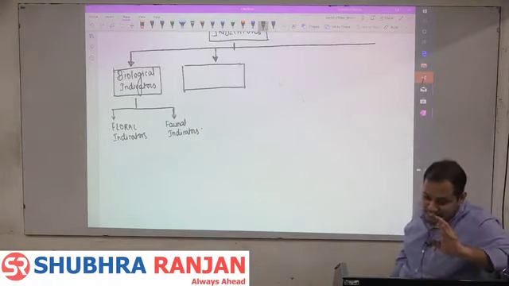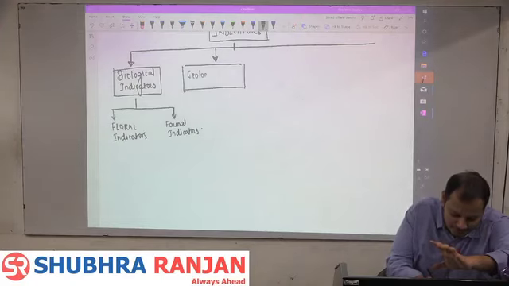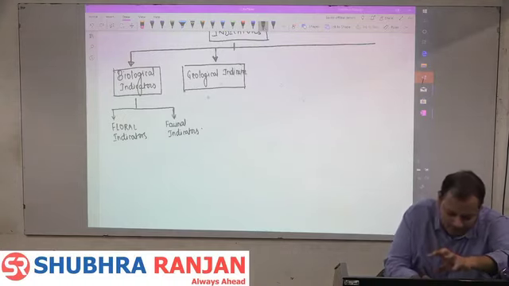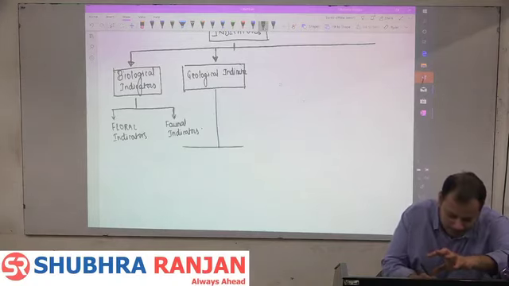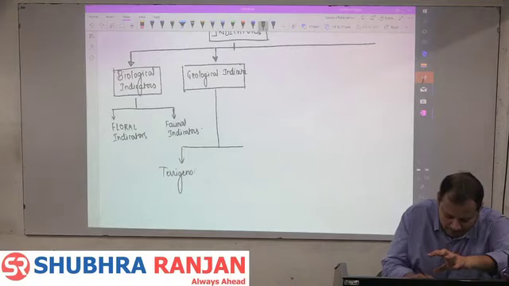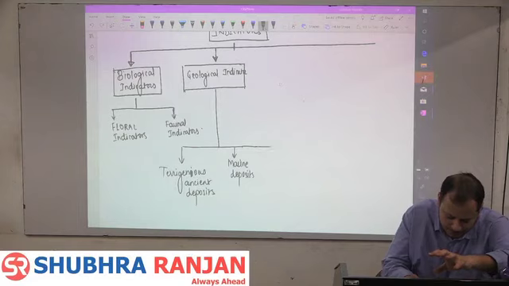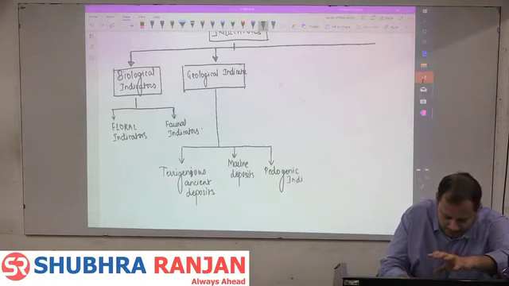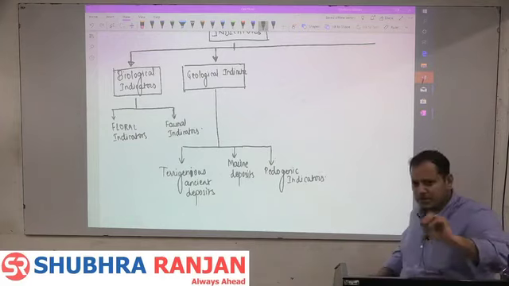Next indicator is geological indicator. जियोलॉजिकल इंडिकेटर. इसमें there are terrigenous ancient deposits, marine deposits, and pedogenic indicators. Means what are the deposits?